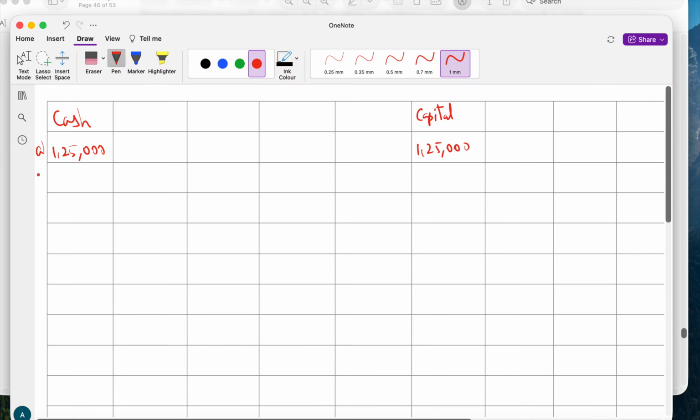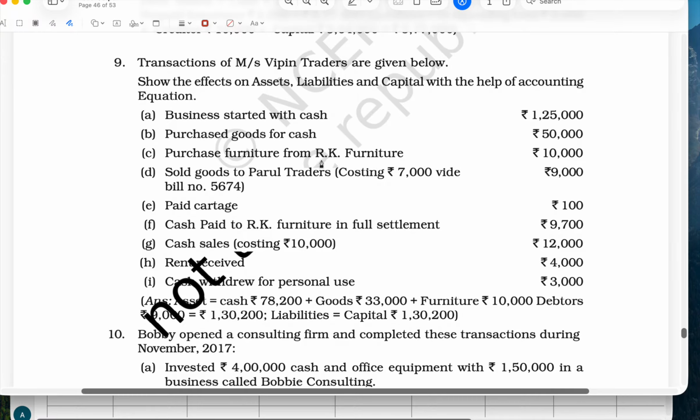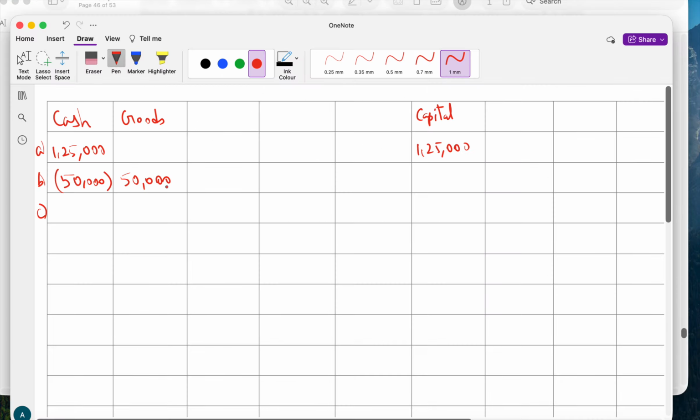Second transaction, purchased goods for cash 50,000. So there is a cash purchase. Goods is being bought for cash. So cash will reduce by 50,000 and goods will increase by 50,000. Then purchased furniture from RK Furniture for 10,000. So this is a credit purchase. So furniture account 10,000. So RK Furniture is a creditor 10,000.